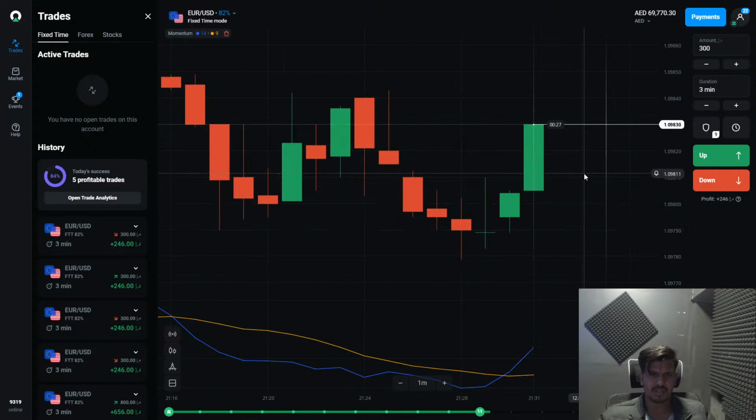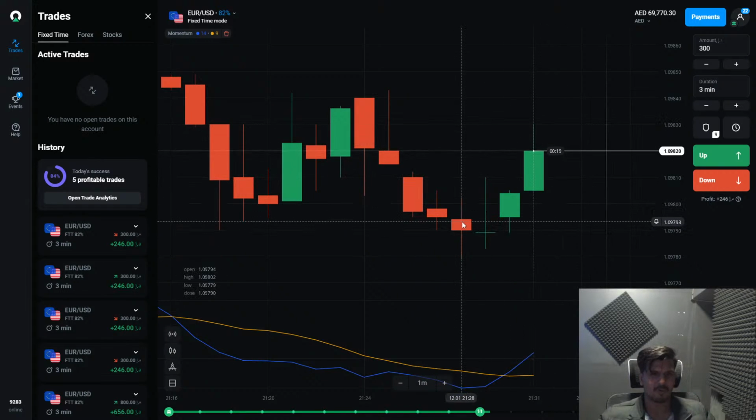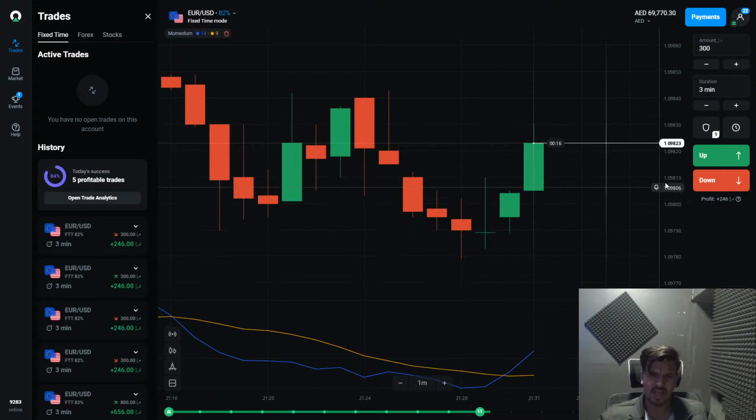Let's make a new trade. Wow, it's going too much high in the upward direction. So what do we have to do? We have to make the up trade. It came down a little bit. Let's make the up trade.